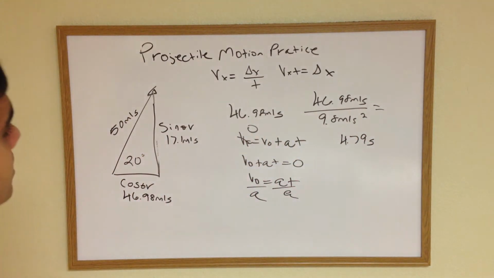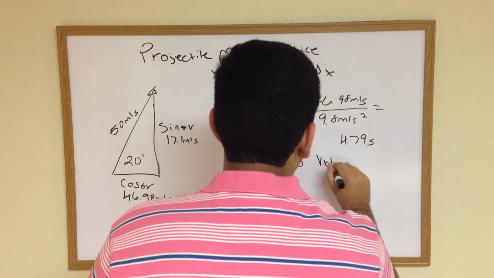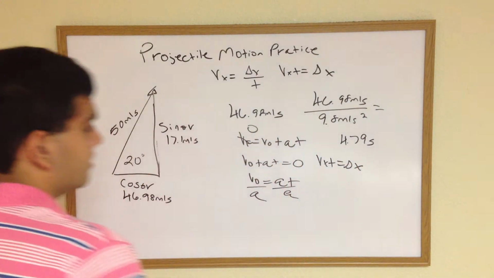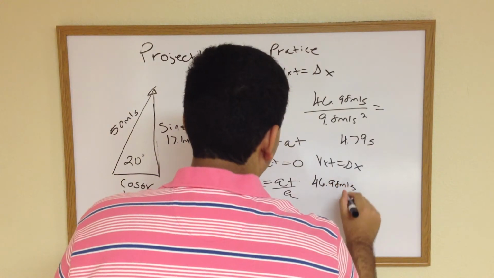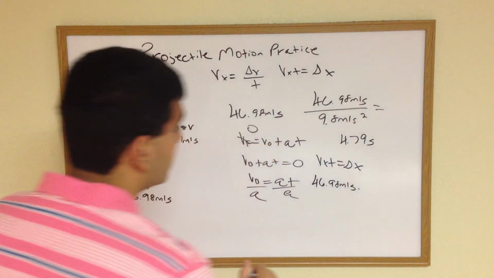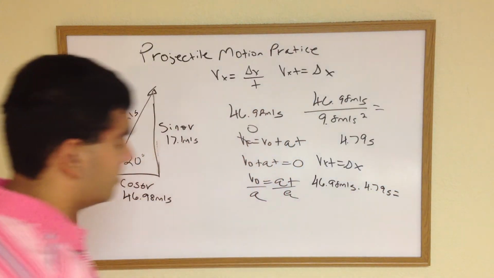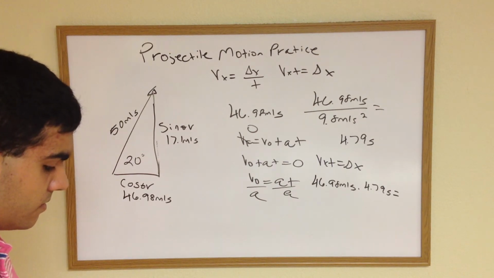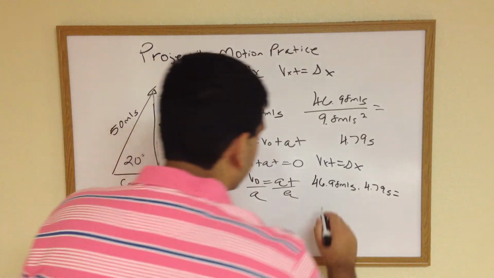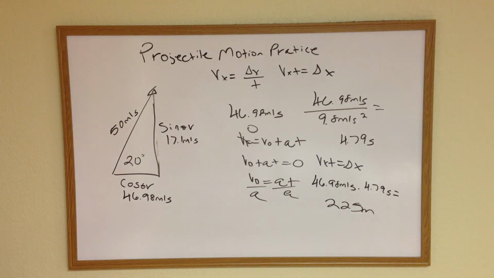Now I'm not done yet. I need to plug that into this equation. So since vx t equals delta x, I do 46.98 meters per second multiplied by the time I found, 4.79 seconds, which will give me a total horizontal distance of 225 meters. And that, ladies and gentlemen, is how you solve a projectile motion problem.